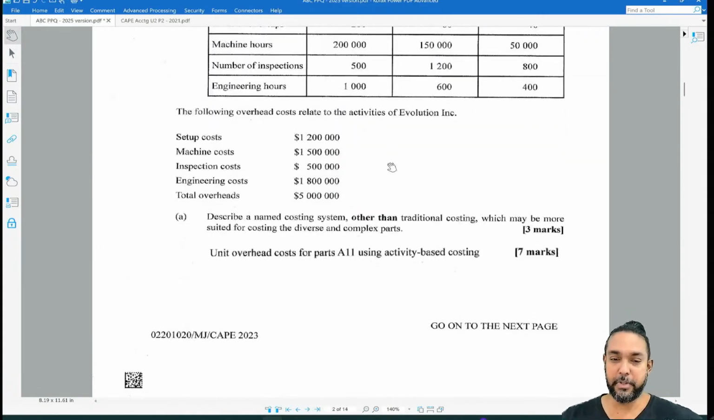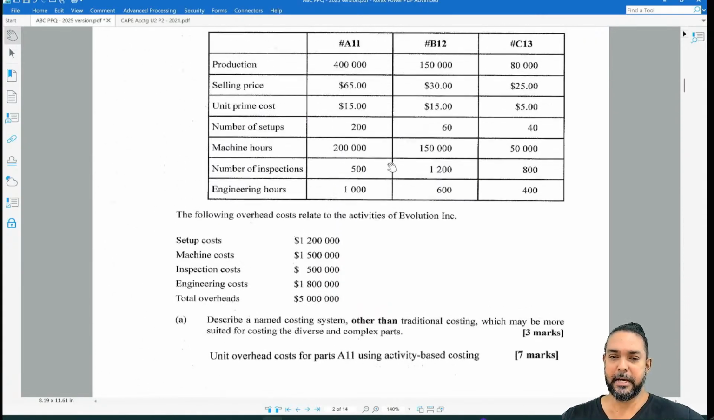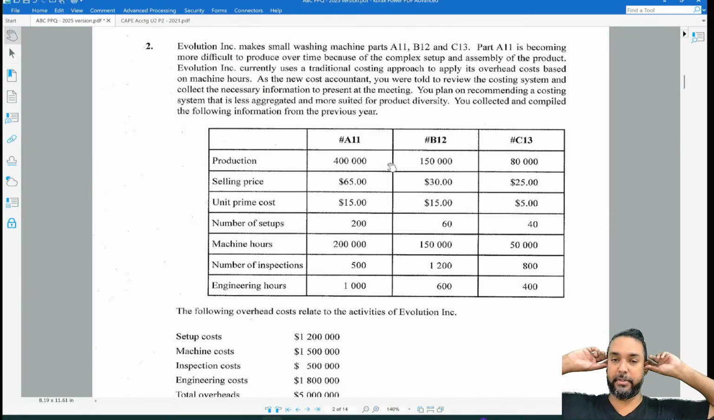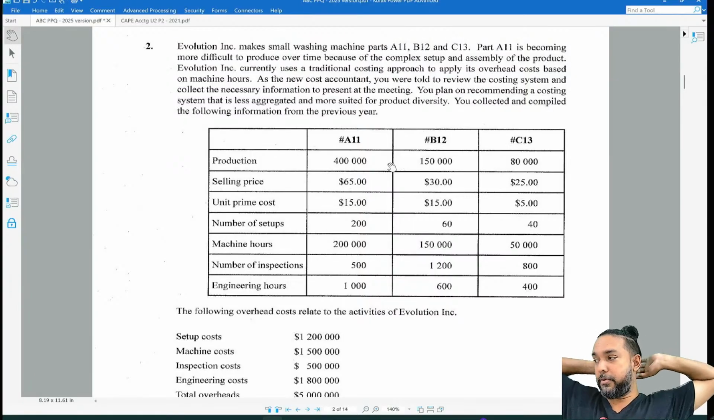All right, okay. So, guys, we're looking at the 2023 question. Let's take a look and see what's going on here. Evolution Incorporated makes small washing machine parts A11, B12, C13.